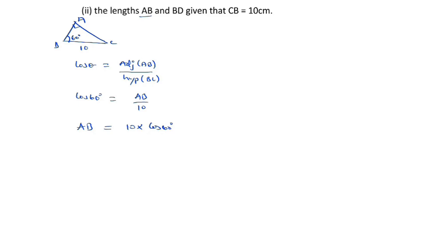So substituting the values, we are going to have AB equals 10 times 0.5, which after solving, we are going to have 5 centimeter. And also, to find BD, let us consider triangle BCD with indicated values.